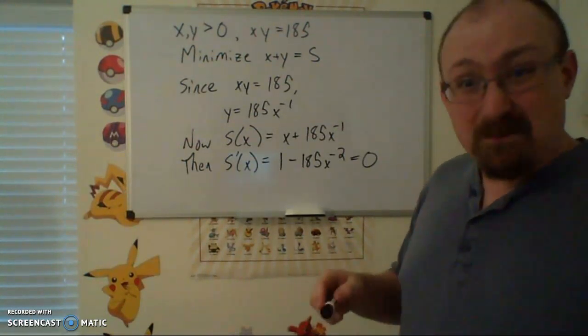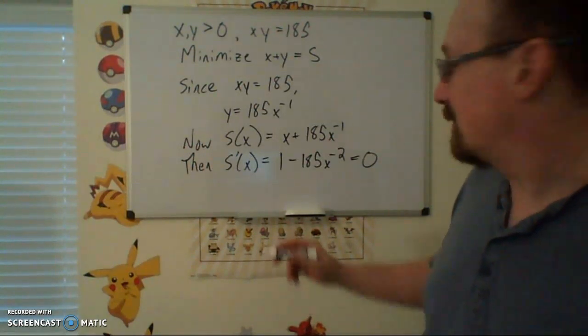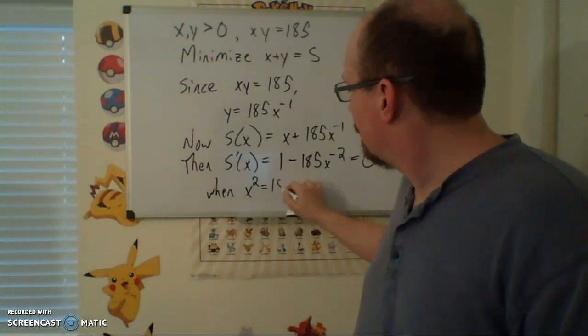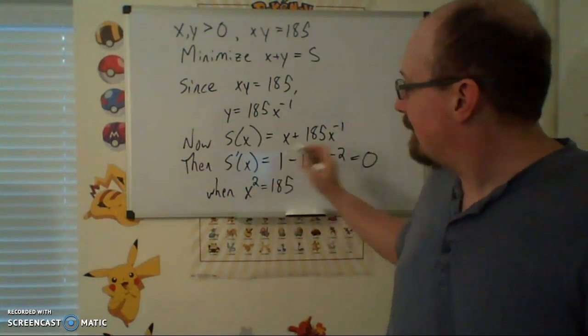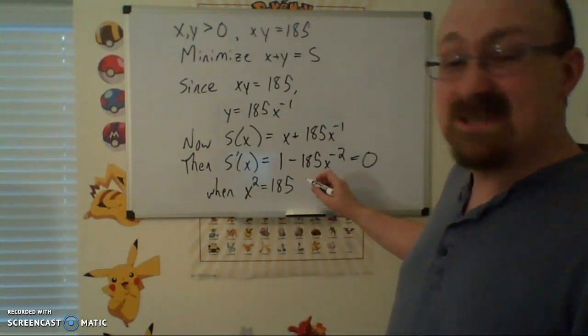So we can do a little algebra from here in order to figure out what has to happen as far as x is concerned. The magic of algebra tells us that x squared has to equal 185, and then to get x by itself, we just take a square root.